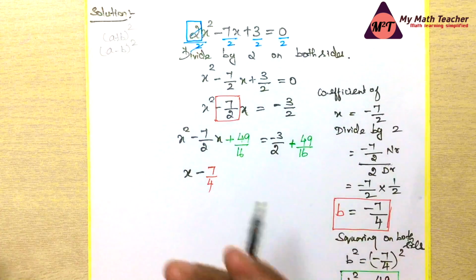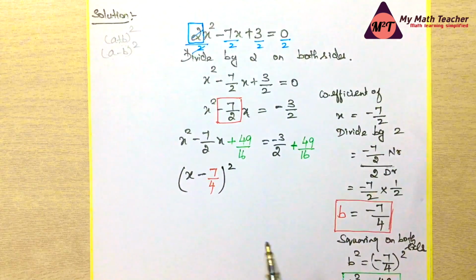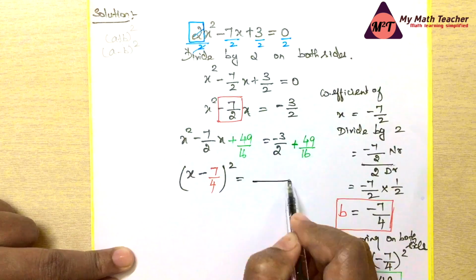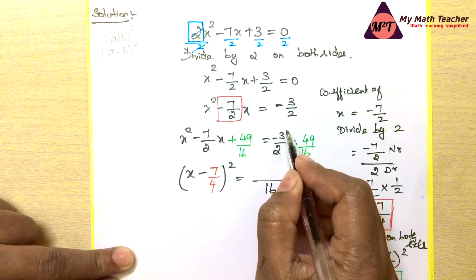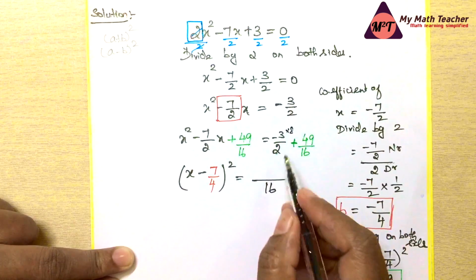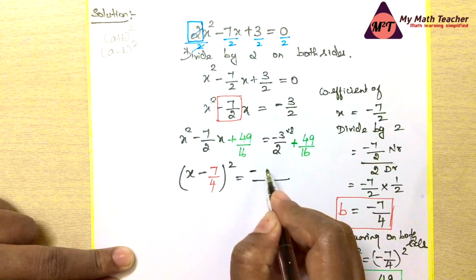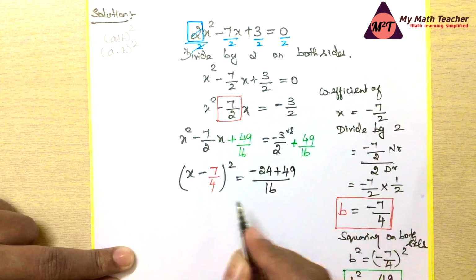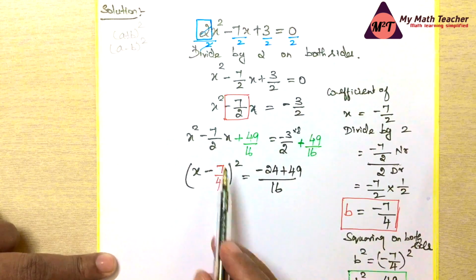Okay, the whole square. So we have got a minus b the whole square form, which is equal to the RHS. Just simplify this. 16 is the LCM. So we have 8 twos are 16. So multiply minus 3 into 8 will be minus 24 plus 49. Now you may have some doubt whether it is correct or not.